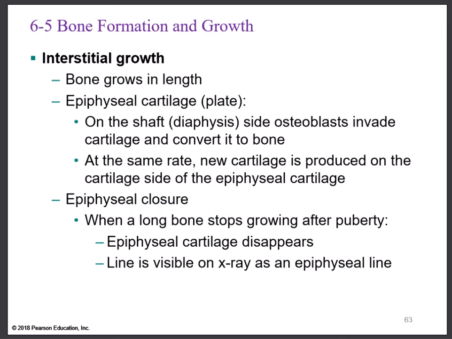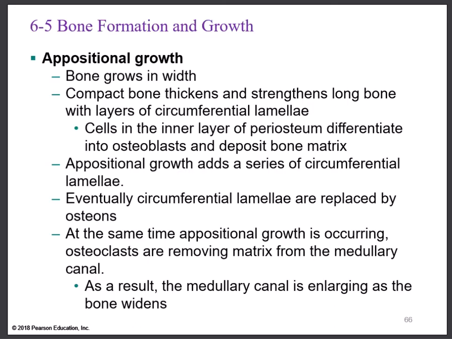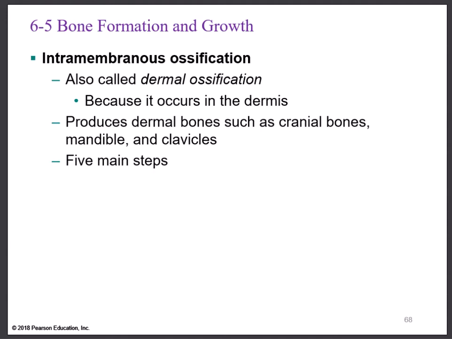And again, just to go back, interstitial growth is bone growth in length. Okay, so that's it for the endochondral ossification. Let's take a look at intramembranous ossification. If you recall from my first slide, this is the second type of bone formation.